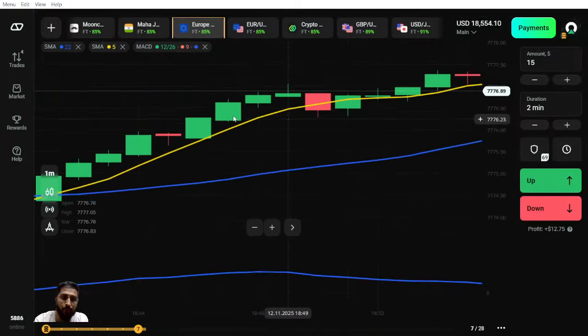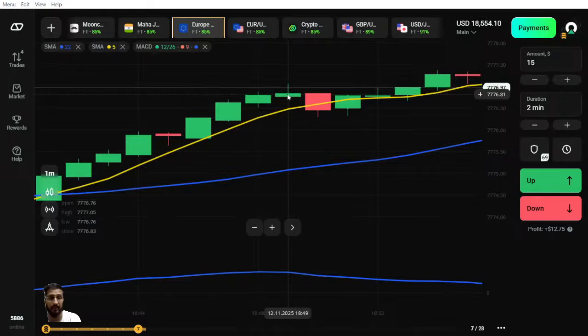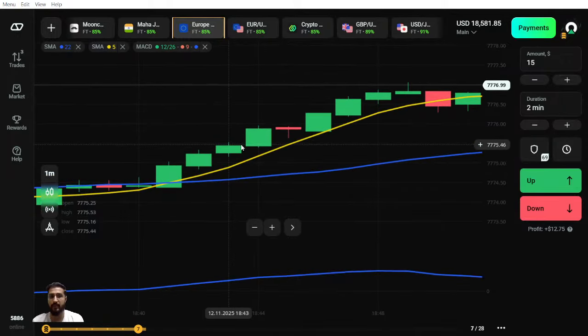Let me show you some examples. Like this one, there is no wick. This one, very small wicks. This one is not an ideal candle. Once you start getting to know the candle patterns, then of course you will understand what the name of this candle is, or what we call this candle. So of course there can be a reversal, or n number of things can be there.